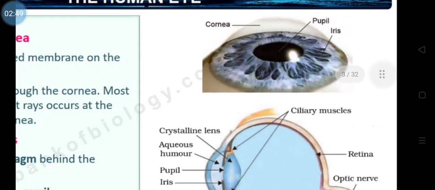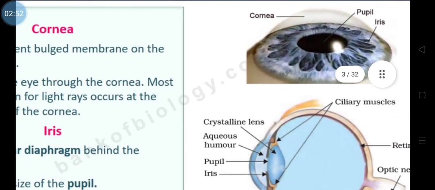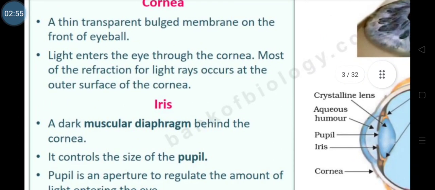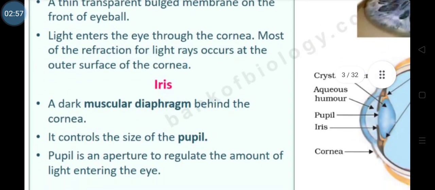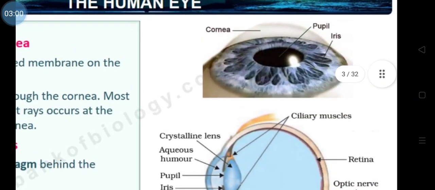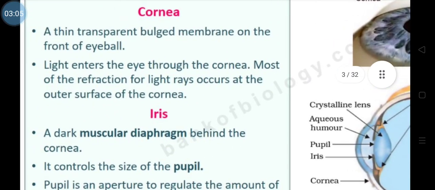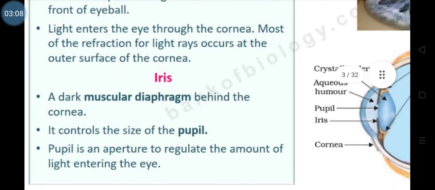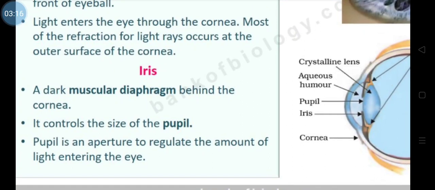Yes, so just behind the cornea is a dark muscular diaphragm, and it controls the size of the pupil. This is the pupil, black color pupil. Size of the pupil is basically controlled by the iris. Pupil is basically an aperture which regulates the amount of light entering the eye. So how much light will enter the eyeball depends upon the pupil, which is the aperture.